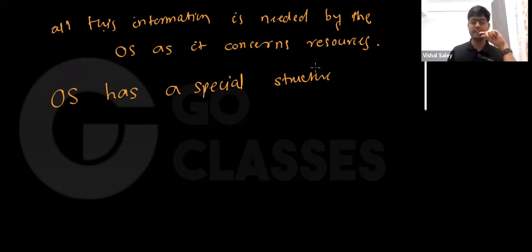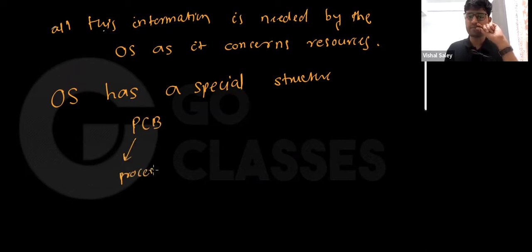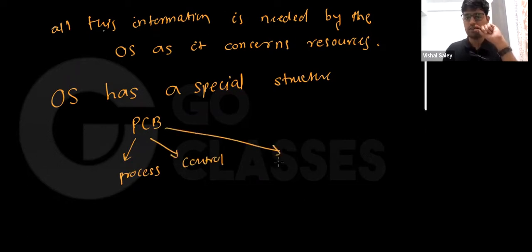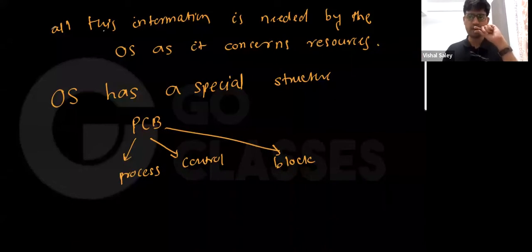It's not very special, but the operating system has a special structure for it, which is called the PCB. It's called the process control block. So all this information that we discussed, the operating system will store about all the processes in some structure, right?